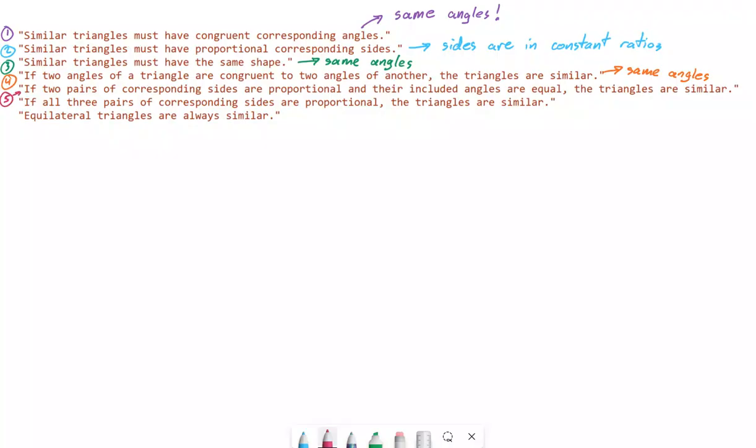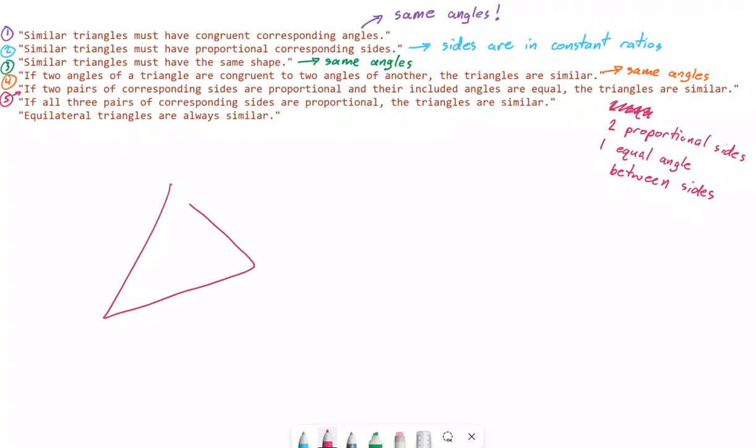That thing says two equal angles, two proportional sides and one equal angle between those sides. So that could be a little hard to understand. I'm going to draw a picture.